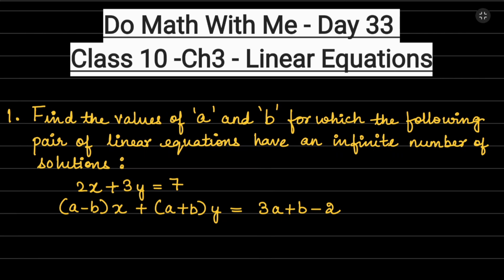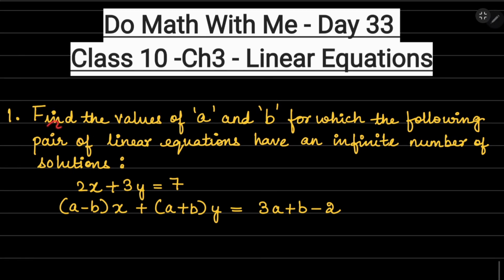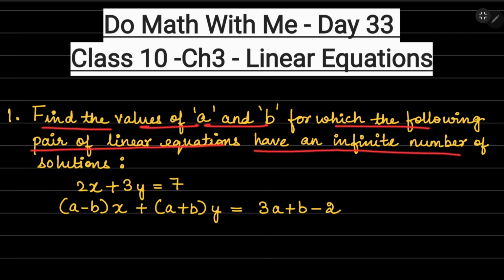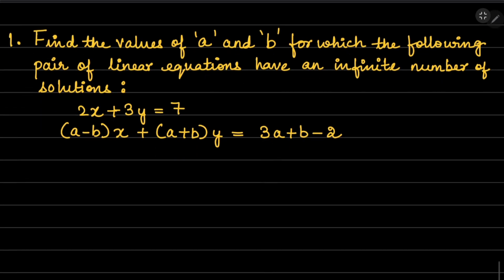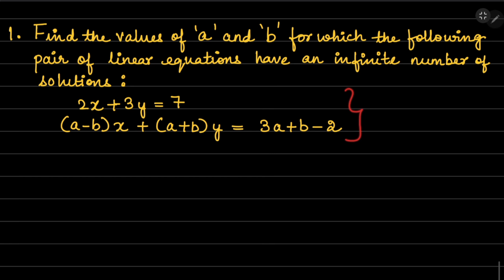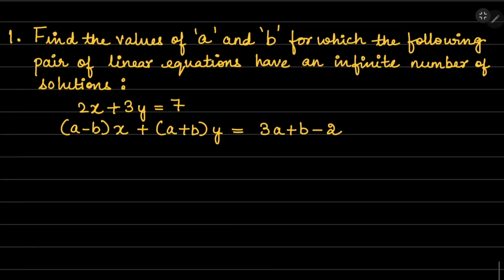Let's get started today. So the very first question is, these questions that we are doing today are from the third chapter of class 10, which is pair of linear equations in two variables. So the first question is, find the values of a and b for which the following pair of linear equations have infinitely many solutions. So you are given two linear equations. You have to find the values of a and b for which the given pair of linear equations have infinitely many solutions.